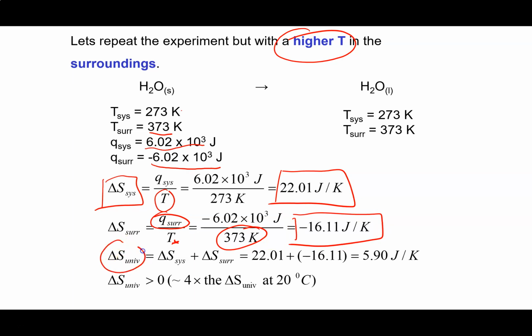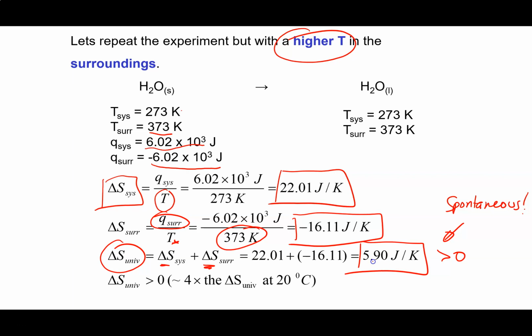To get the change in entropy of the universe, we have to add together the change in entropy of the system with the change of entropy of the surroundings. And when we do that, we got a value here of 5.9 joules per Kelvin. So again, that's a positive number. If you put an ice cube in a room at 100 degrees Celsius, you guessed it, it melts, right? So ice melts when you heat it above 0 degrees Celsius. So this is all consistent.